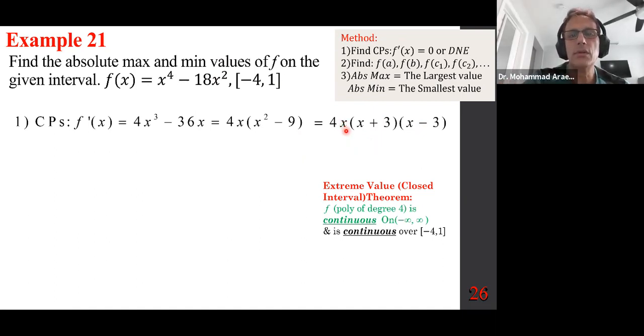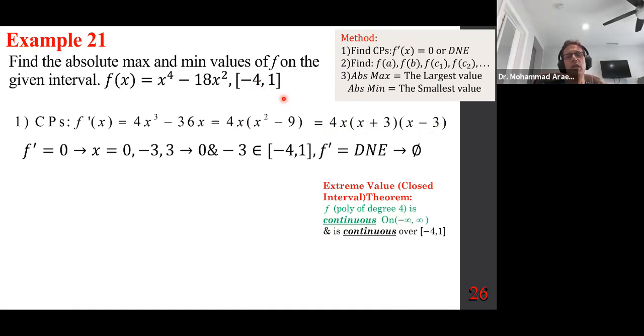Again, x is 0. Is it in between? Yes. x is negative 3. Is it in between? Yes. x is positive 3. Is that in between? No. Therefore, we cannot use positive 3. We evaluate the function at these 2 endpoints, as well as 0 and negative 3, which are in the interval. Remember, this is an element of, I've mentioned that in the beginning of the course. Plug in 0, plug in negative 3 also.